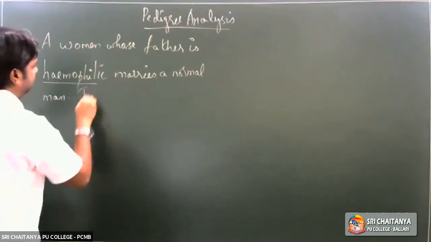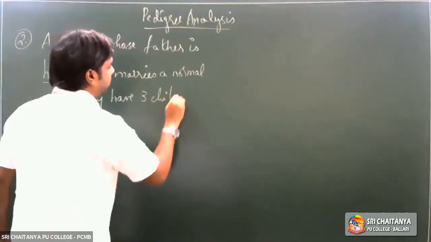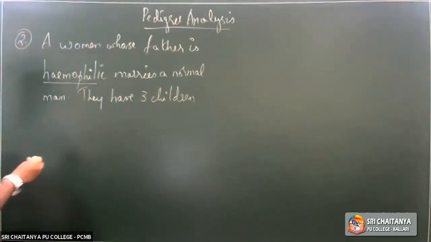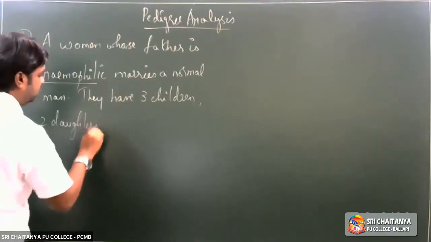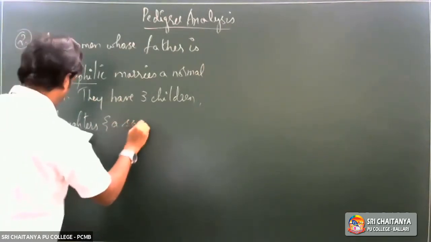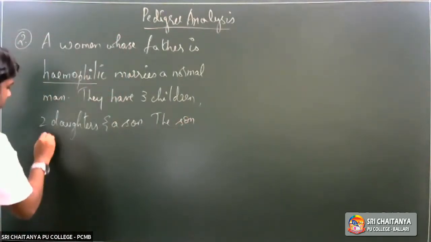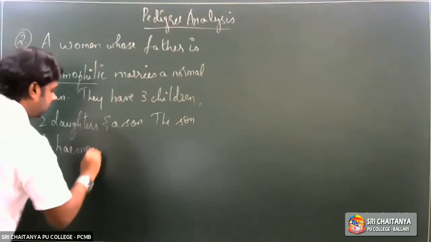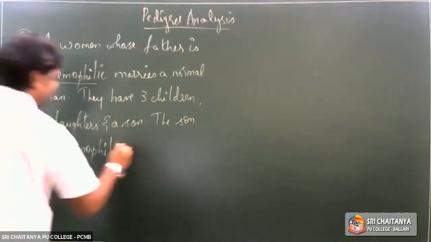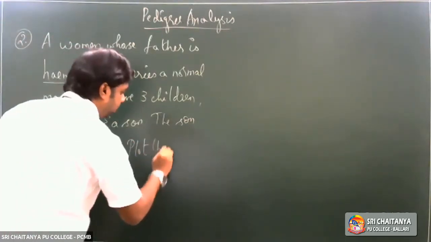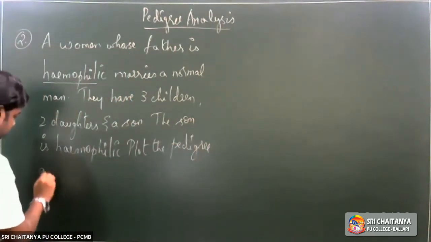They have three children, two daughters and a son. The son is hemophilic. Plot the pedigree and give the genotypes of all.